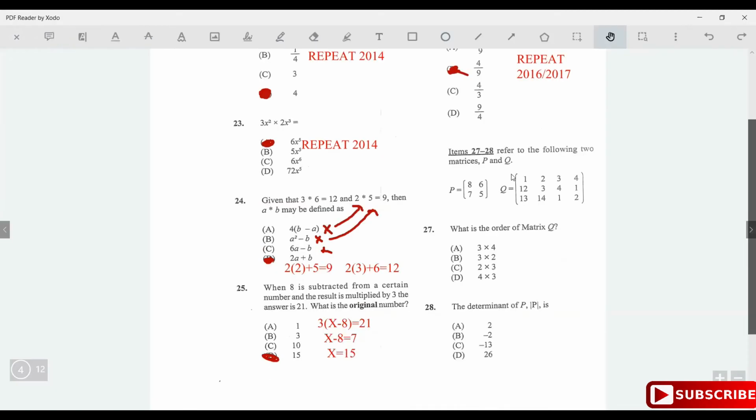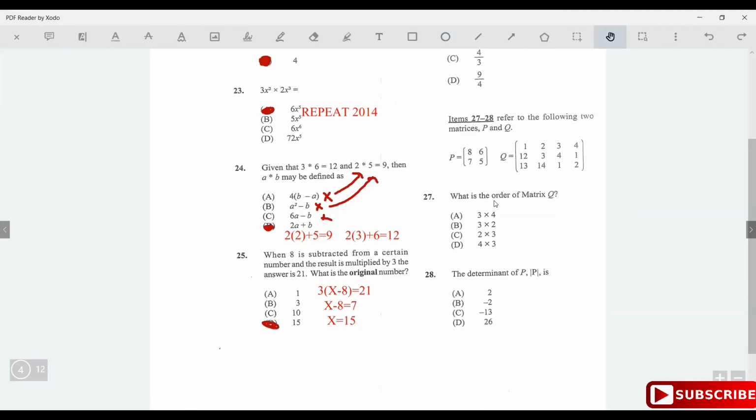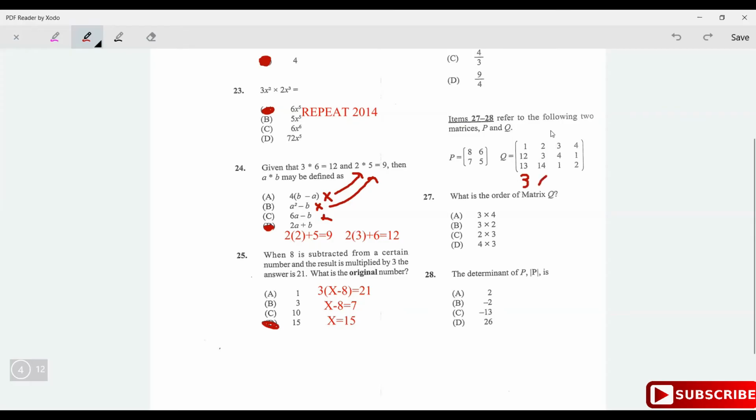All right. Now it says, what is the order of matrix Q, not matrix P? Matrix Q has 1, 2, 3 rows. It has 3 rows, so it's 3 by, then it has 1, 2, 3, 4 columns. It has 4 columns, so it's a 3 by 4. 3 by 4, A.